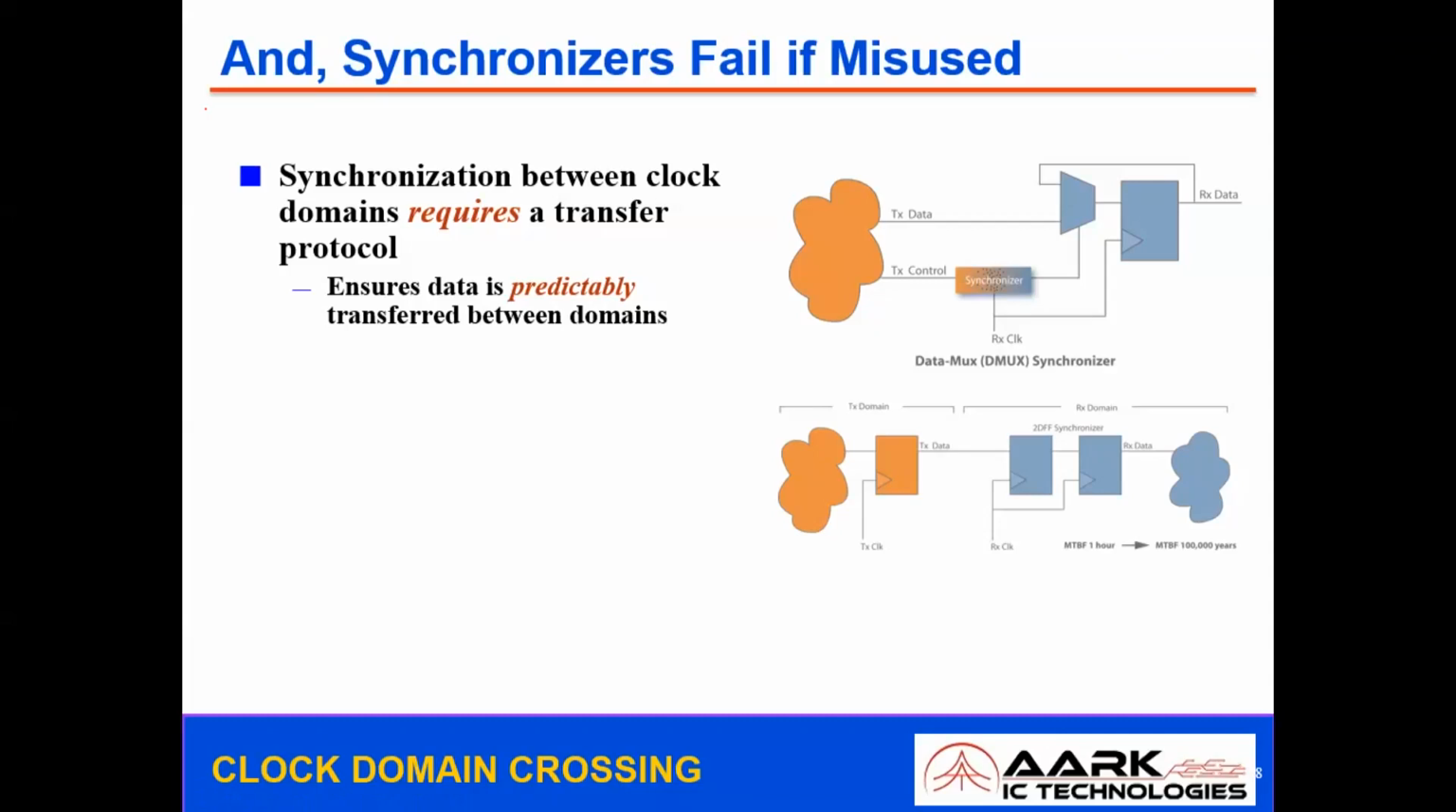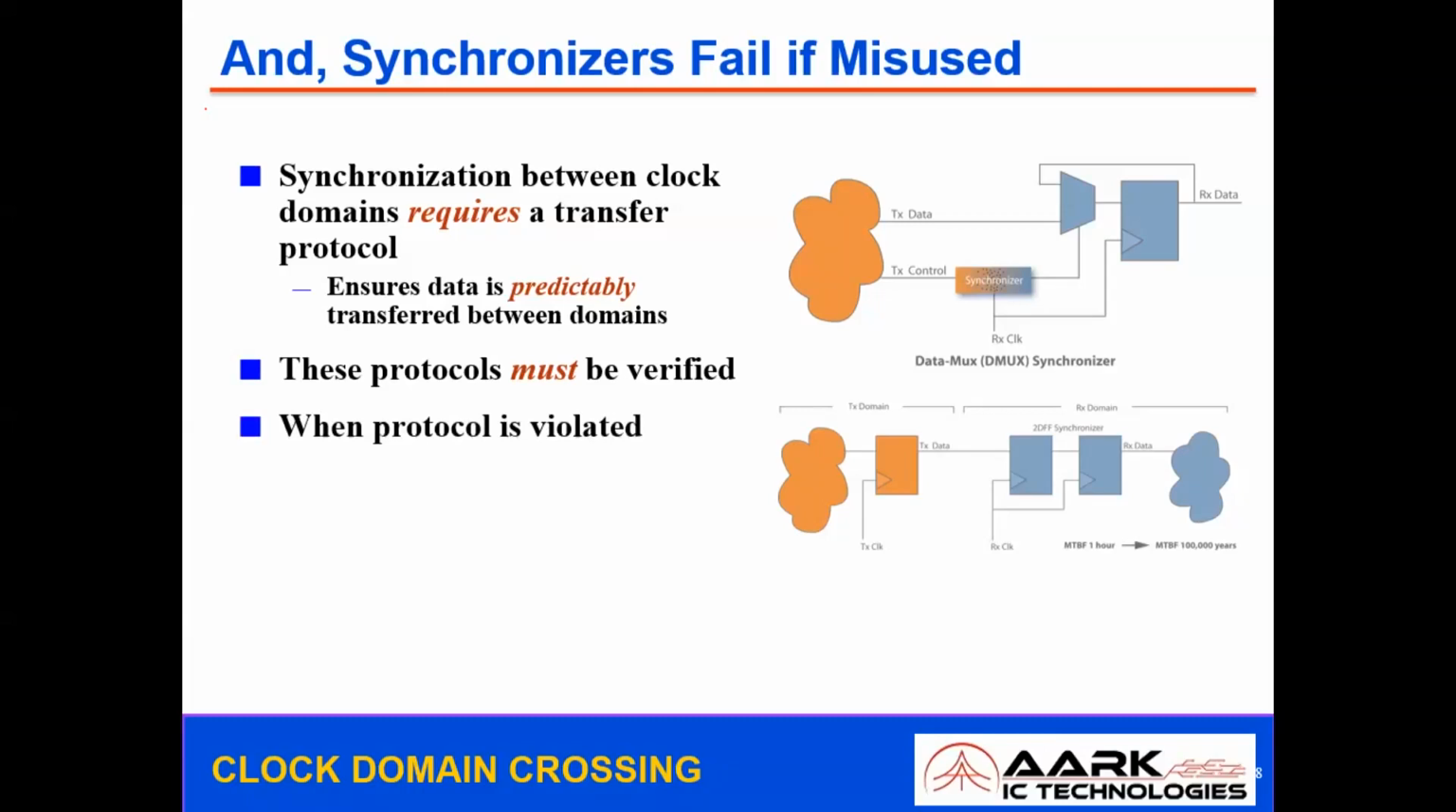So how do you make sure that it is predictable? Simply adding synchronizers might not be sufficient. So what are the other protocols that need to be verified? Synchronization between the two clock domains requires a set of protocols to ensure that data is transferred predictably between the two clock domains. So these protocols must be verified. Who will verify it? These must be verified at the functional verification step.